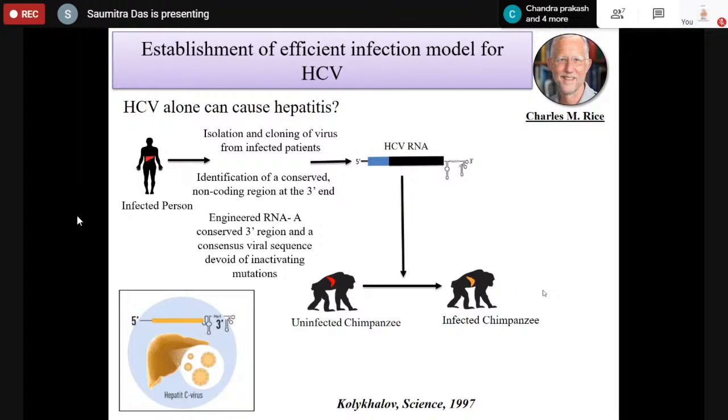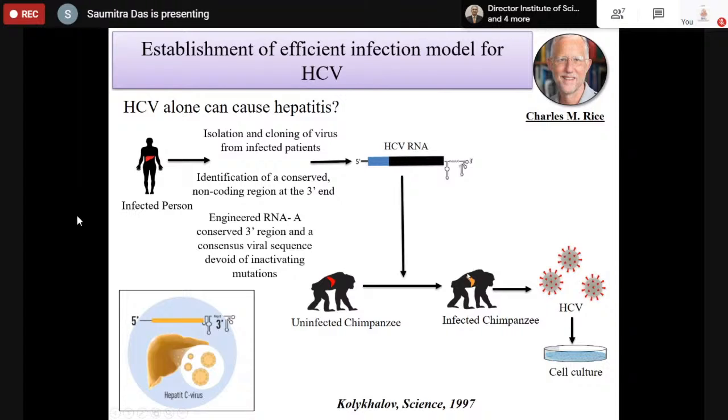Charlie Rice actually cloned the hepatitis viral gene, the whole clone, and in vitro transcribed RNA could show infection, not only in the chimpanzee but also in a cell culture model. So he used different types of cell lines. The one that was successful was human hepatocellular carcinoma, Huh-7.5. And he could then show that virus replication can be monitored in an in vitro cell culture. This came out in Science in 1997.